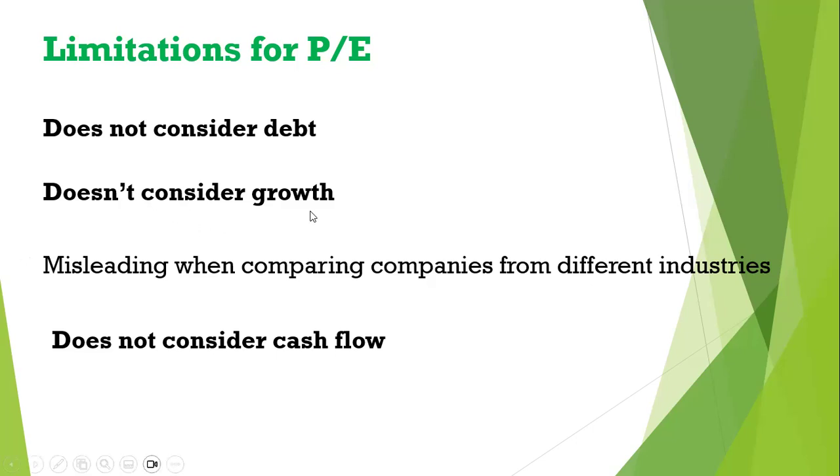It does not consider growth. That's easy. It is misleading when comparing companies from different industries. If you're using the PE ratio to compare companies, it has to be companies that are in the same category, in the same industry. Those are the companies that you compare. It also does not consider cash flow.